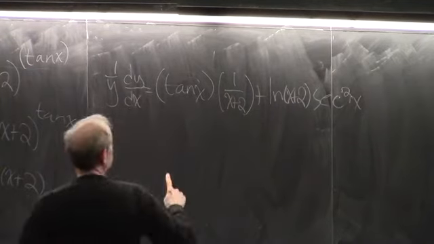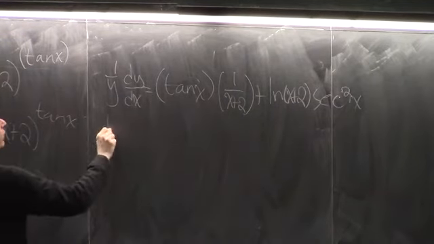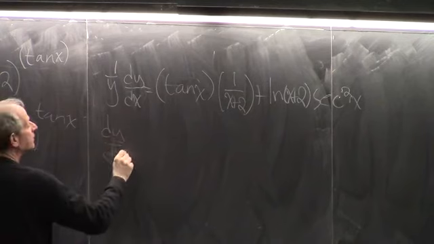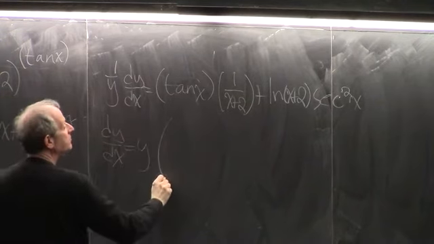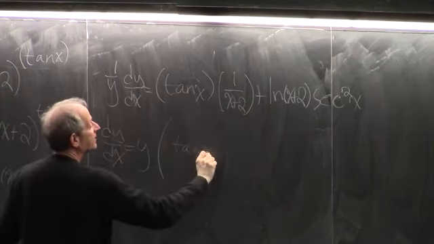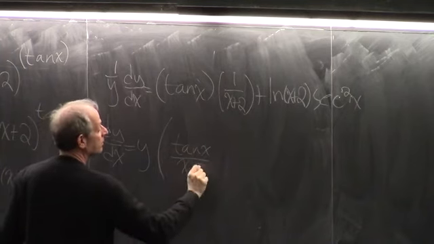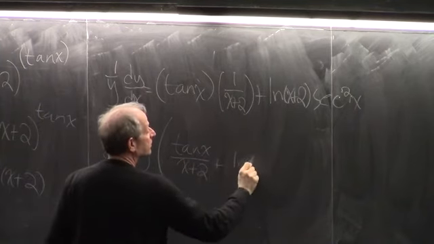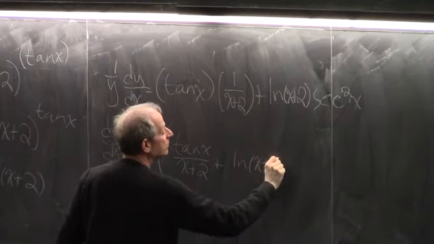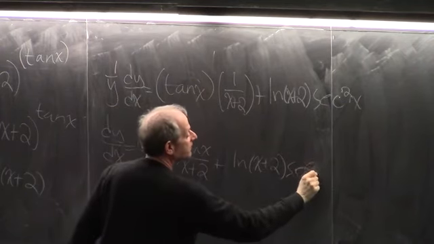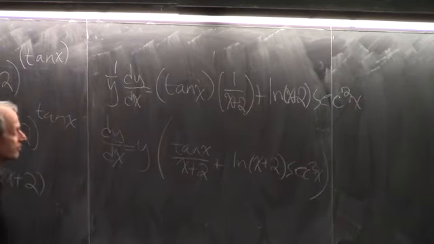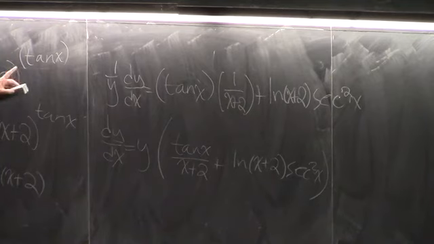Okay. Now, multiply through by y. So dy/dx is y times tan x over x plus 2 plus log of x plus 2 secant squared x. And now, replace y with what it was originally.